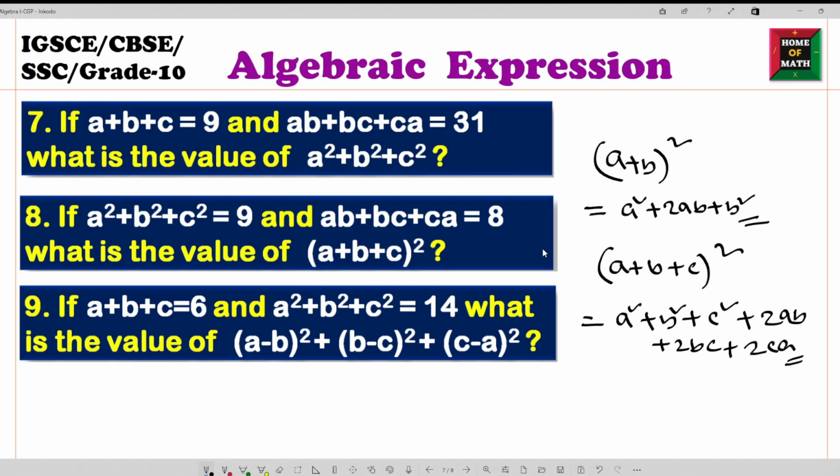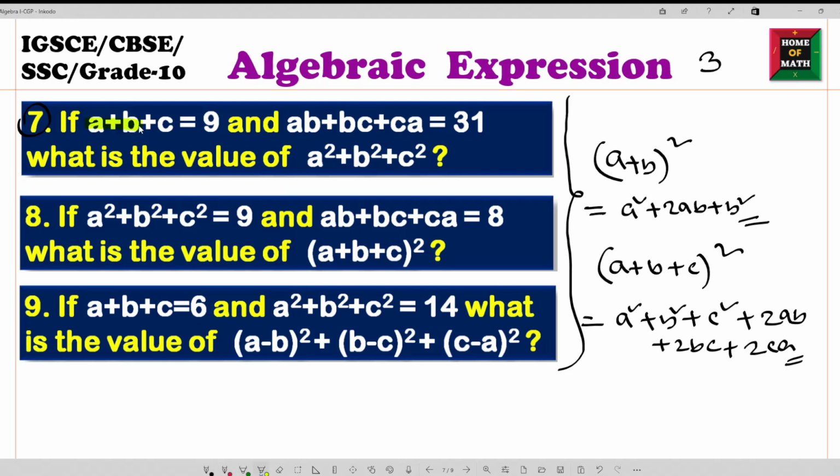By this formula, today we are going to solve these three maths, which are very important for any kind of competitive examination in the world. Let's start. Here we are starting from number 7. Why are we starting from number 7? Because 1 to 6 we already completed in part 1 and part 2, and this is part 3 of algebraic expressions.